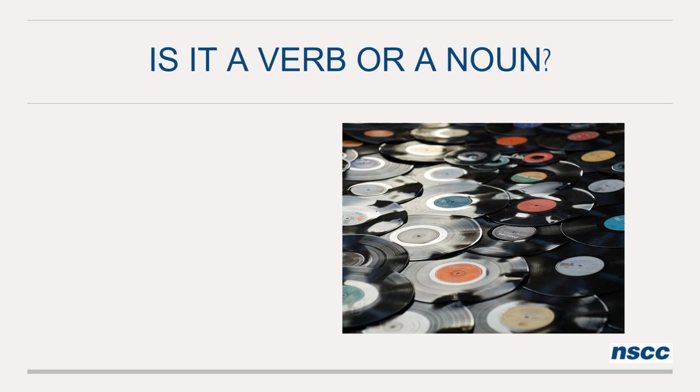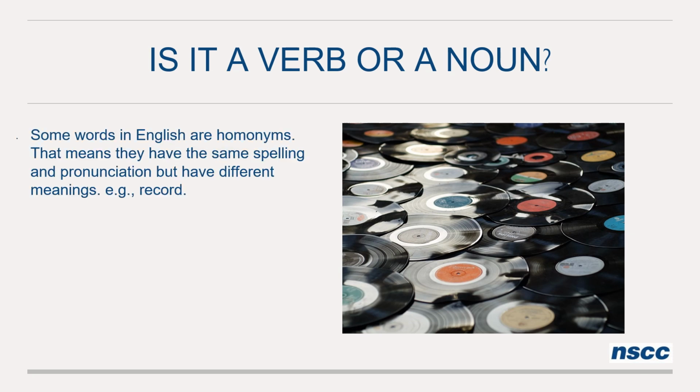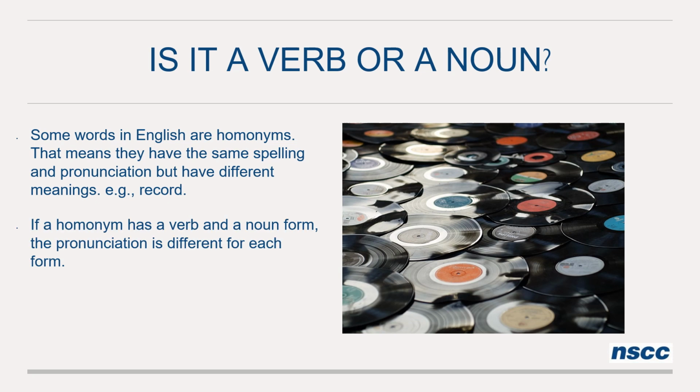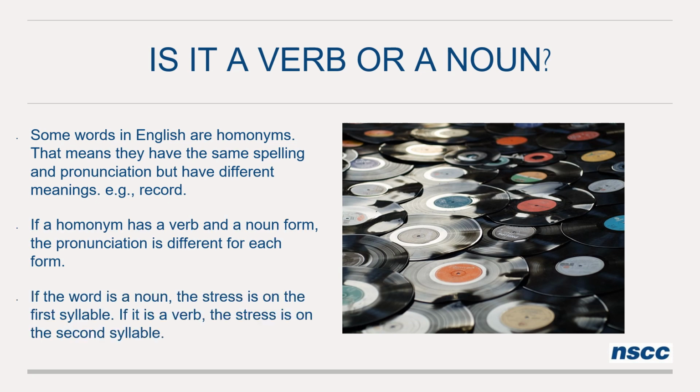Some words in English are homonyms. This means they have the same spelling and pronunciation but have different meanings. Example, record, record. If a homonym has a verb and a noun form, the pronunciation is different for each form. If the word is a noun, the stress is on the first syllable. If it is a verb, the stress is on the second syllable.